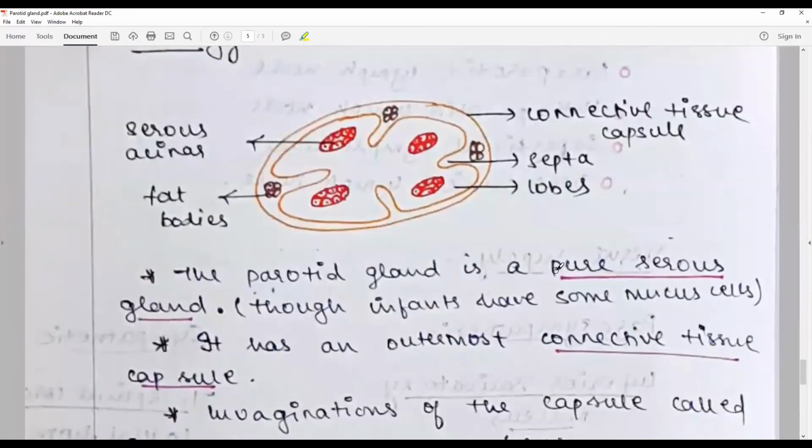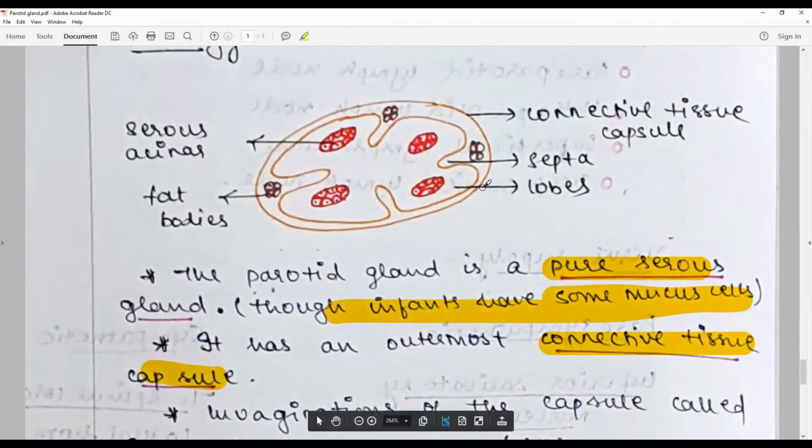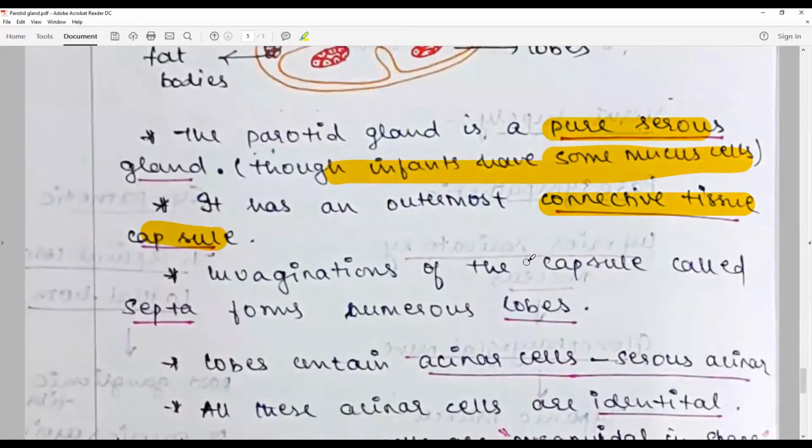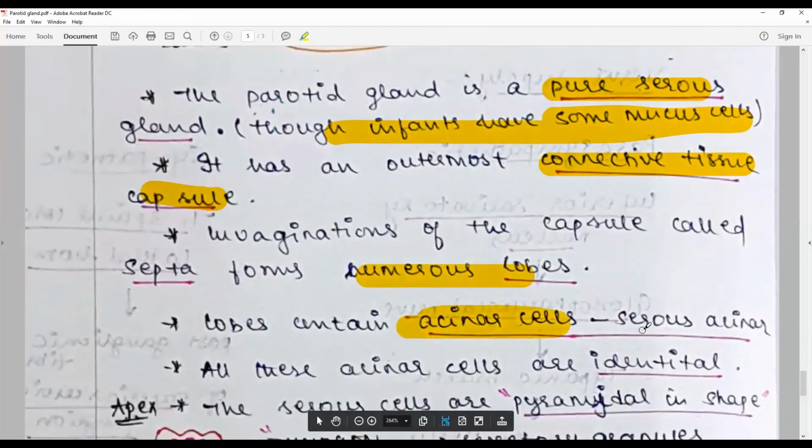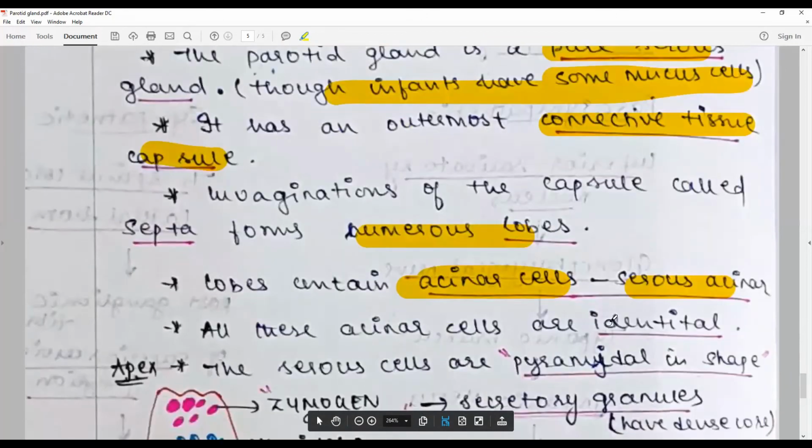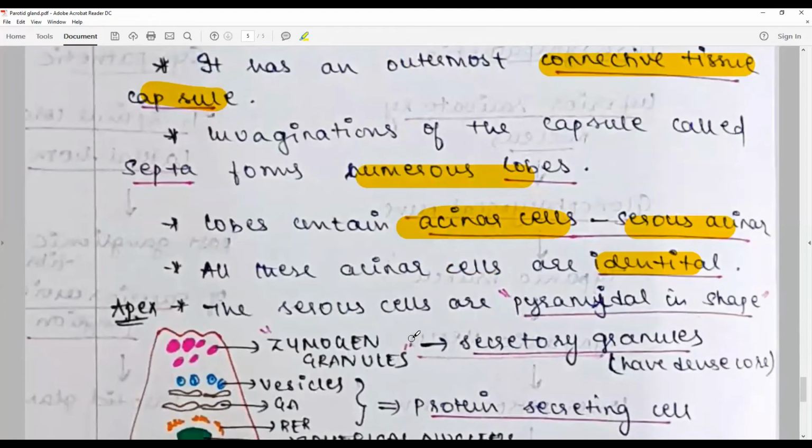Histology: the parotid gland is a pure serous salivary gland, though infants have some mucous cells. The outermost connective tissue capsule divides the entire content into septa and lobes with fat bodies. Invagination of the capsule, called septa, forms numerous lobes. Each lobe contains uniformly placed serous acinar cells. All acini are identical and they are pyramidal in shape with the apex facing the lumen.